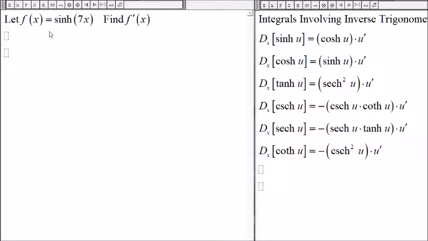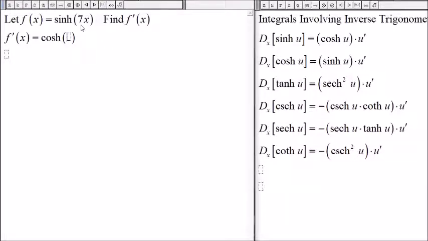Here we have the function f of x equal to hyperbolic sine of 7x, and we want to find the derivative. As we have just seen, the derivative of the hyperbolic sine is the hyperbolic cosine. Now, if we just have hyperbolic sine of x, then the answer would be just hyperbolic cosine of x.